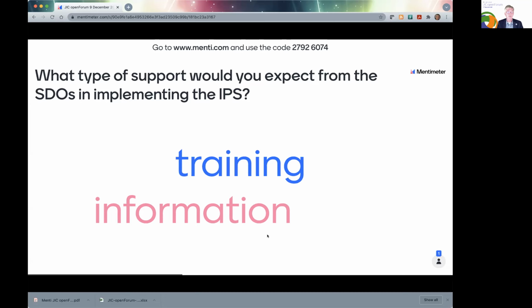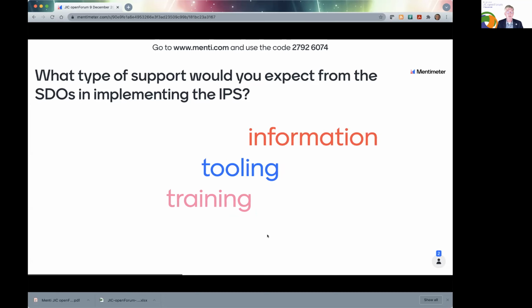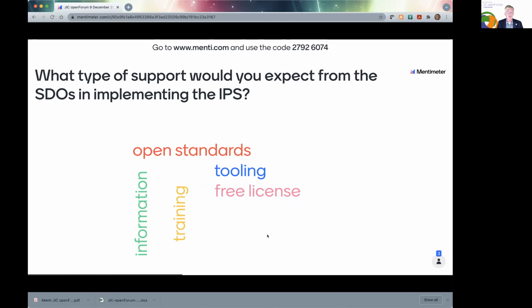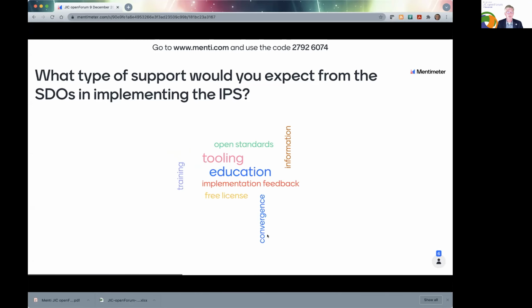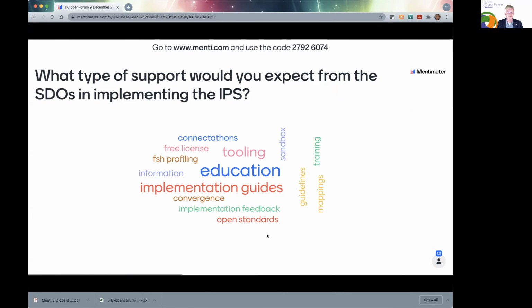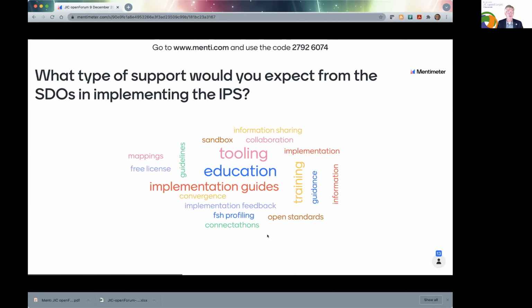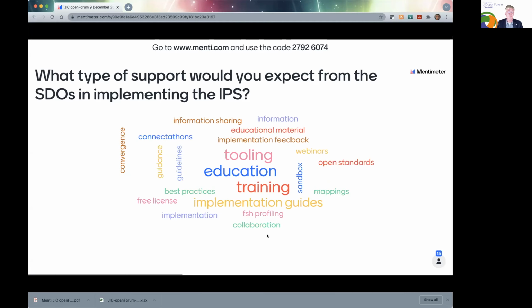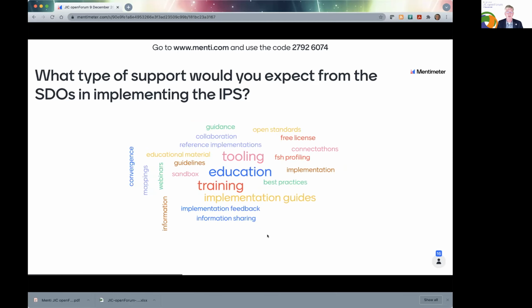Good training, yes, of course. Information, we'll get back to the information part soon. Tooling, I think was already mentioned by Derek that there is tooling coming available, both for testing but also for actual implementation. Convergence, we're hoping to have shown you that the convergence of these standards might not be 100% perfect, but we're really pushing on the coordination of these standards.